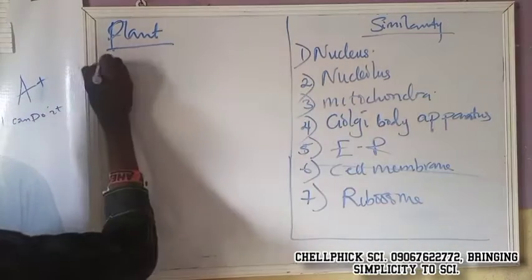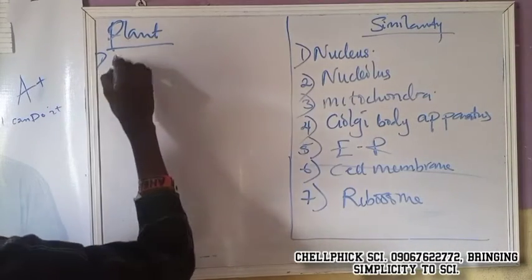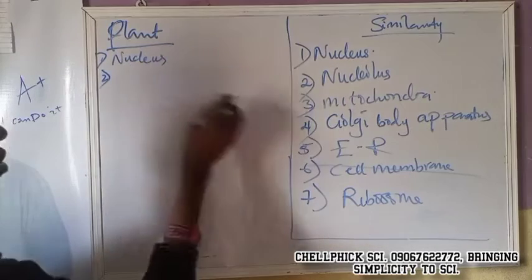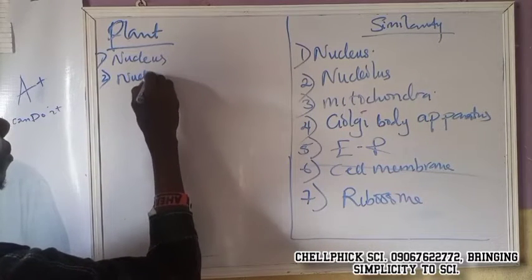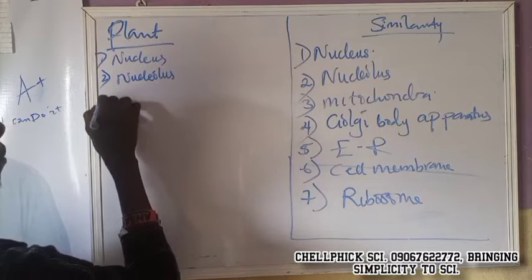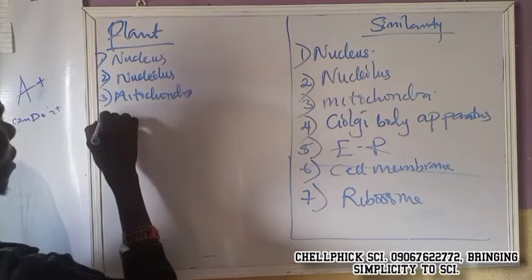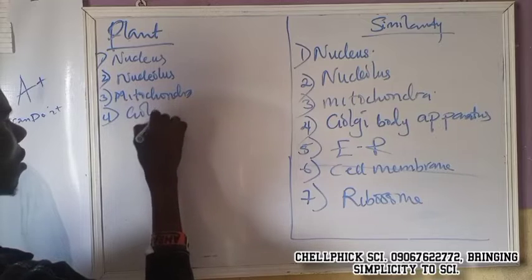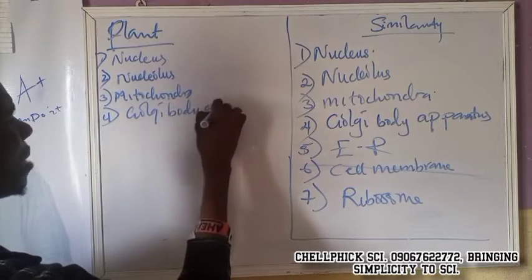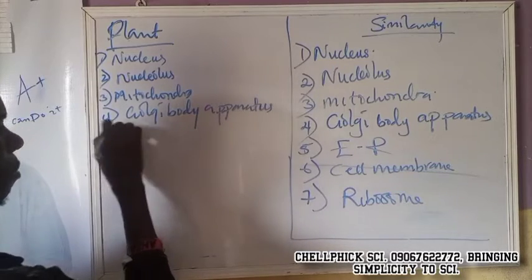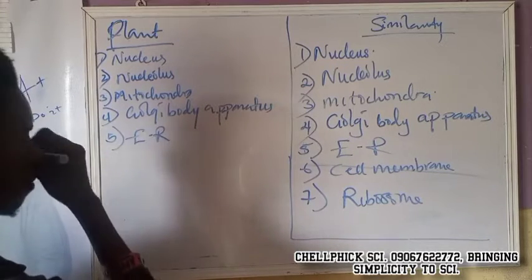So now let's look at the cell organelles that are found in plants. We have nucleus, like I told you. All I just have to do is to first replace all this. Nucleus, they have nucleolus. Number three, they have mitochondria. It's present in the plant cell. Number four, they have Golgi body. It's also present in the plant cell. I will explain the function of everything to you guys. Golgi body apparatus. Number five, we have endoplasmic reticulum.